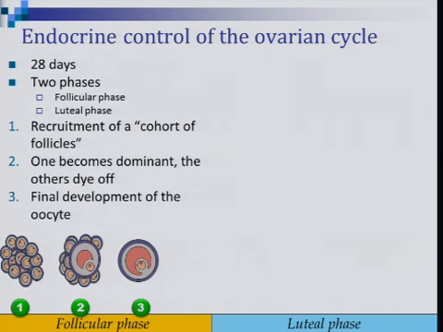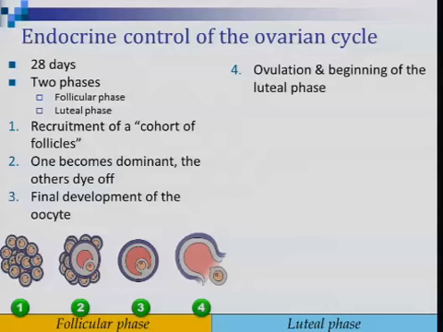Finally, the rest of these will die off, and the oocyte will be developed. And right in the middle, at around day 14, 15, is ovulation. That's the release of the developed oocyte that can now be fertilized. At ovulation, the luteal phase starts.